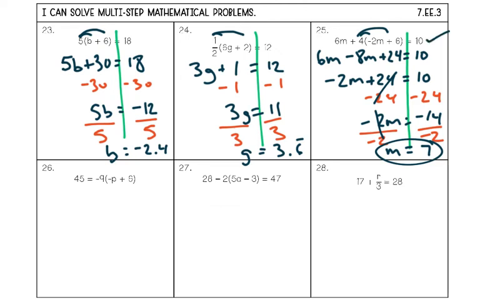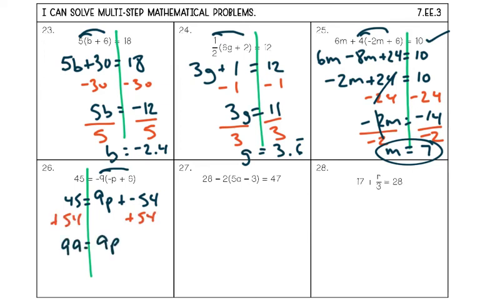For number 26, I see an equation, so I'm going to draw my line down the equals. I see a number next to parentheses, so I'm going to distribute. Negative 9 times negative 1p is a positive 9p, plus negative 9 times 6, which is negative 54. Now I'm just going to bring down that 45, and now I have a two-step equation to solve. I want to get rid of that minus 54, or the negative 54 first. I do that by adding 54, and I have to do it to both sides.